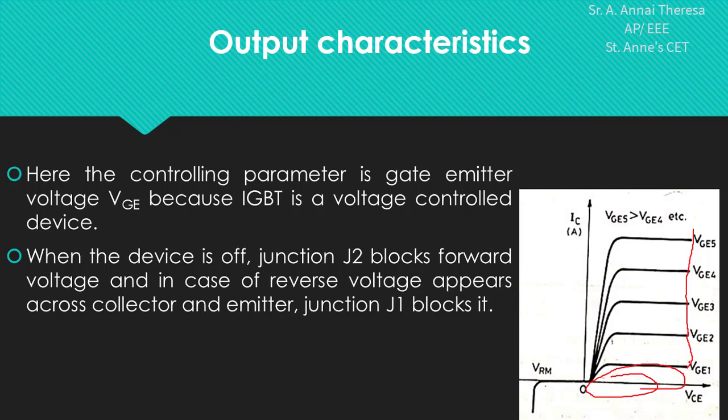Okay, then this region is called the saturation region. This is the cutoff region, this is the saturation region, and this is the active region. So here, as I said already, the controlling parameter is VGE. So this is the output characteristics.